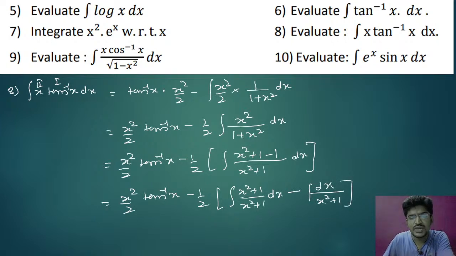Okay. So cancel x square plus 1 and x square plus 1. You will remain with 1. Integration of 1 is what? x. So here you can see integration of dx divided by x square plus 1, that is tan inverse x.